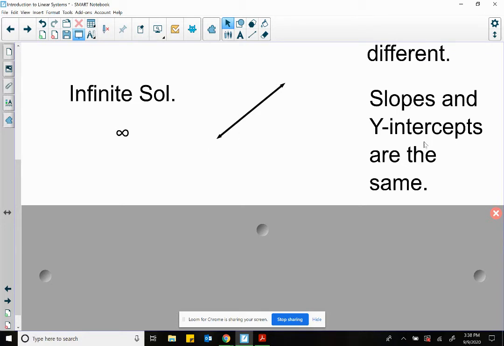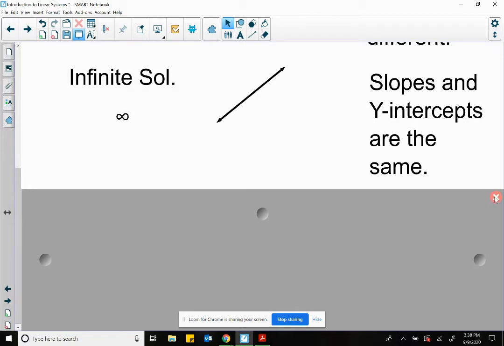Equation-wise, they should be the same equation. If they're in slope-intercept, the slopes and the y-intercept are the same because they are the exact same line. They are the exact same equation. Okay? So, infinite solutions, sideways 8, the infinity sign, which we've seen before. Graphically, it looks like one line, and the slopes and the y-intercept are the same. Okay, equation-wise, because they're the exact same equation.